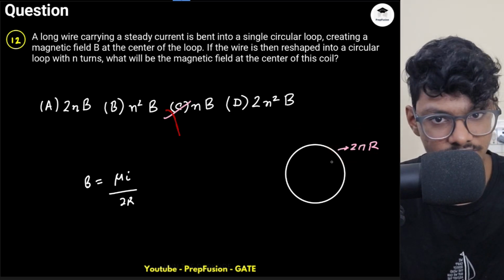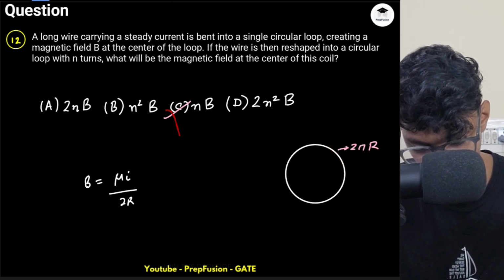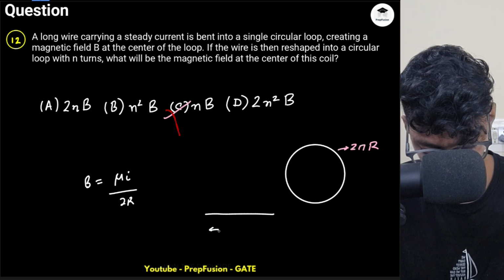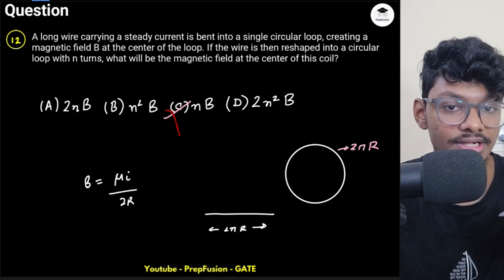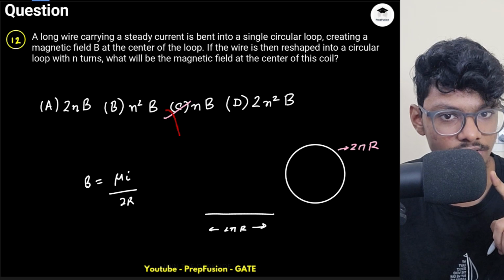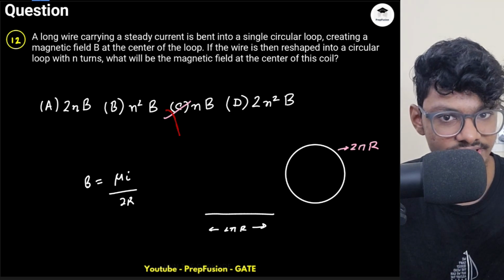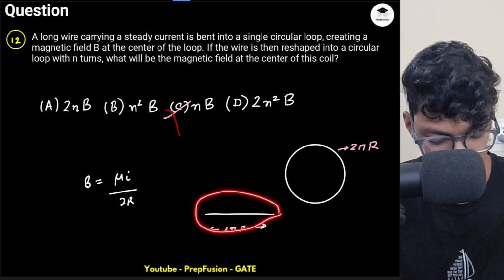The radius won't remain the same. Why? Because the overall length of this wire is fixed, that is 2 pi capital R. So if I bend it into n turns, the radius will reduce now. The radius will reduce because the number of turns has increased, but I have only a limited amount of length.